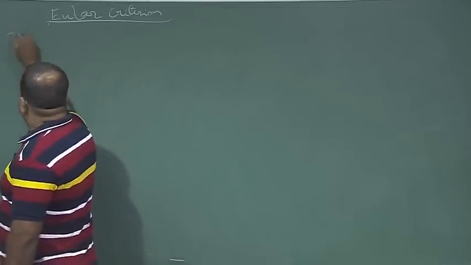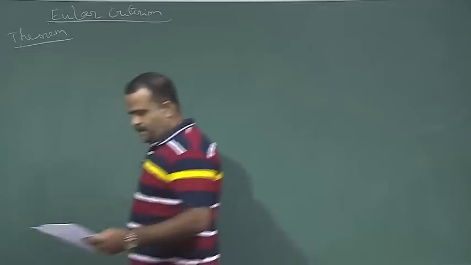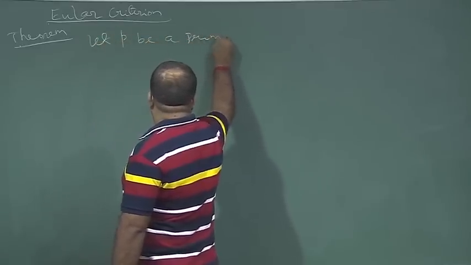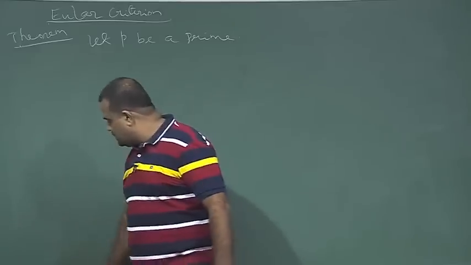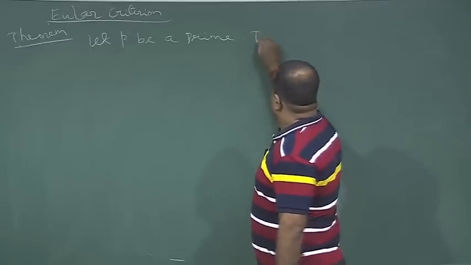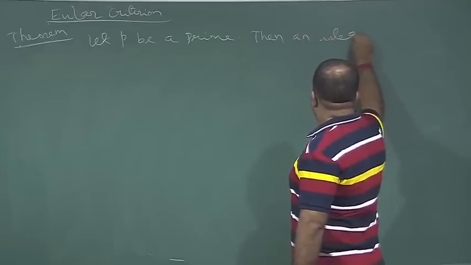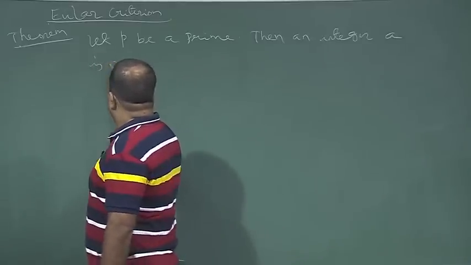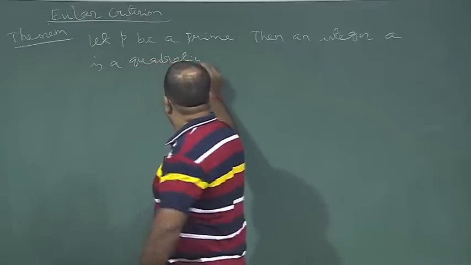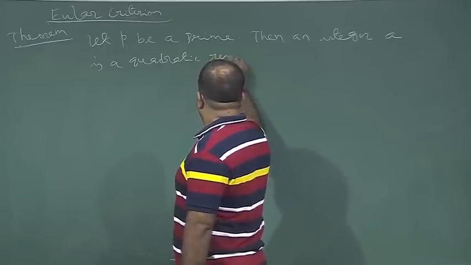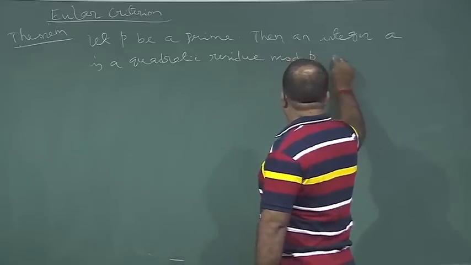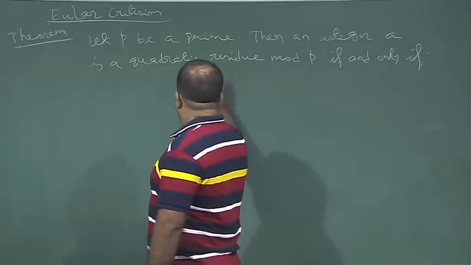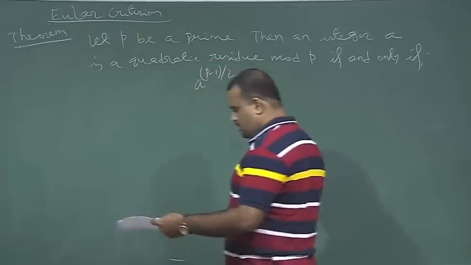The statement of this theorem is: let P be a prime, then an integer A is a quadratic residue mod P if and only if this is the condition: A to the power (P minus 1) by 2 is congruent to 1 mod P.